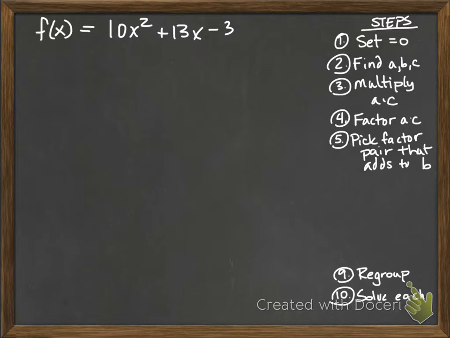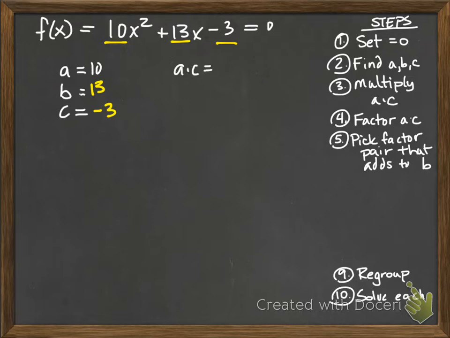Our first step was to set it equal to 0. Our second step was to list out our a, b, and c. So our a in this case is 10, because that's what's in front of the x squared. Our b is the number in front of the x, and that's 13. And our c is this constant out here, which is negative 3. So far so good. Next step, a times c. That's 10 times negative 3, which is negative 30. This is slightly different than the last one too, since we've got a negative, but that's okay. We can handle it. We're going to factor this.